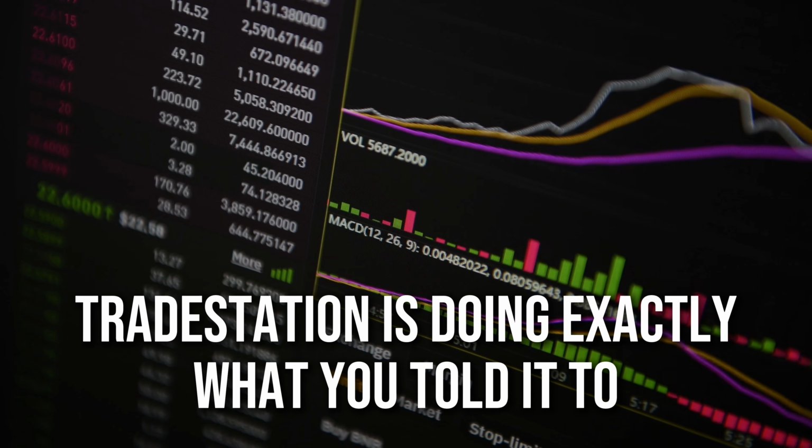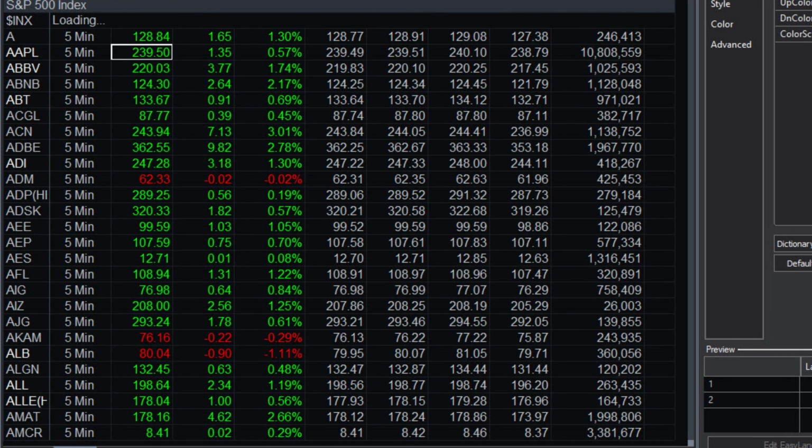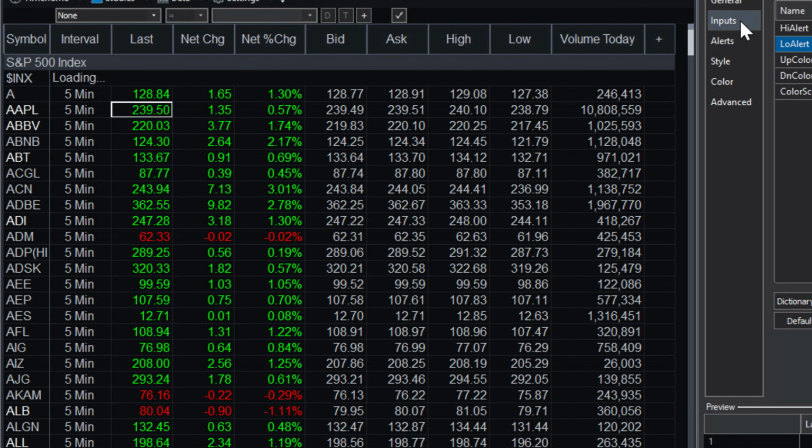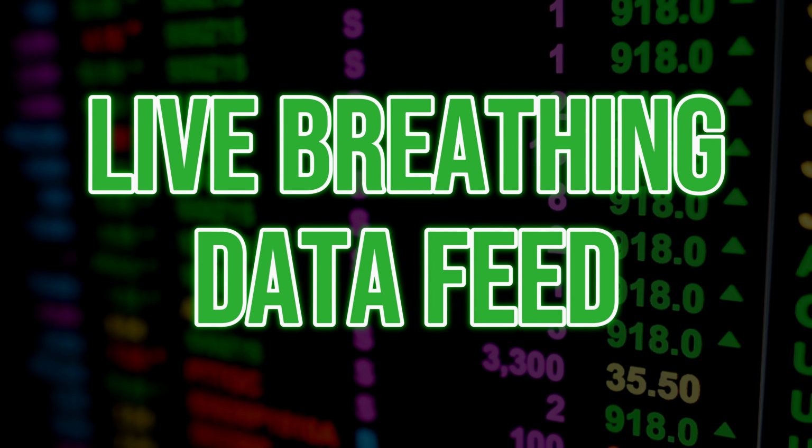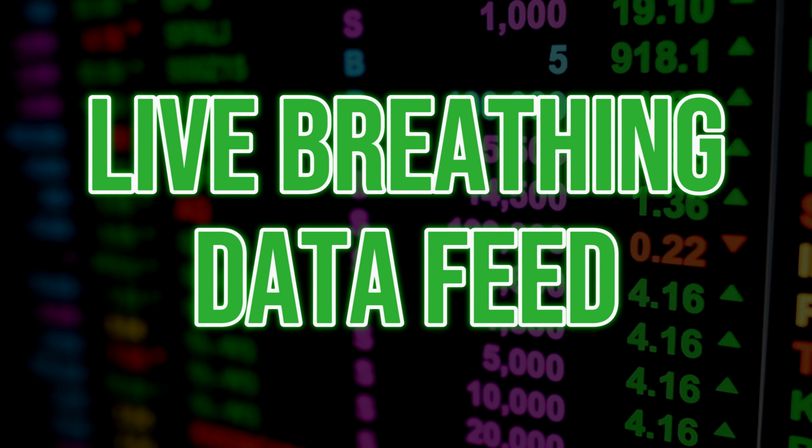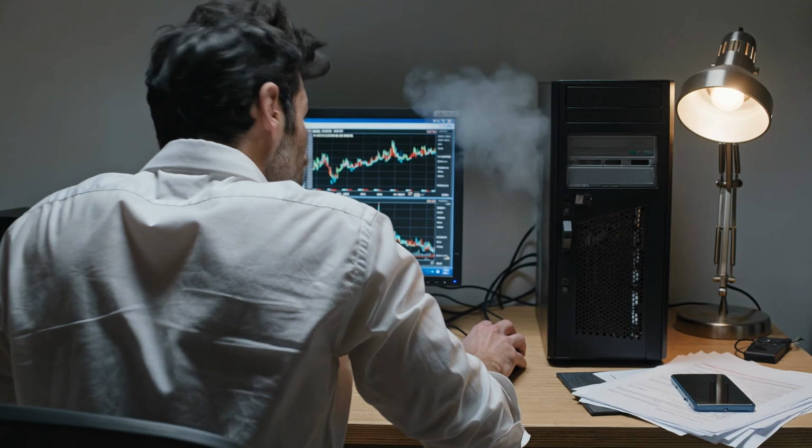Guess what? Nothing. TradeStation is doing exactly what you told it to. The problem is that every single row you loaded into RadarScreen is a live, breathing data feed, each one. And your computer is choking trying to hold all of them at once. And I'm going to show you exactly how many symbols your trading computer can actually handle before it taps out.